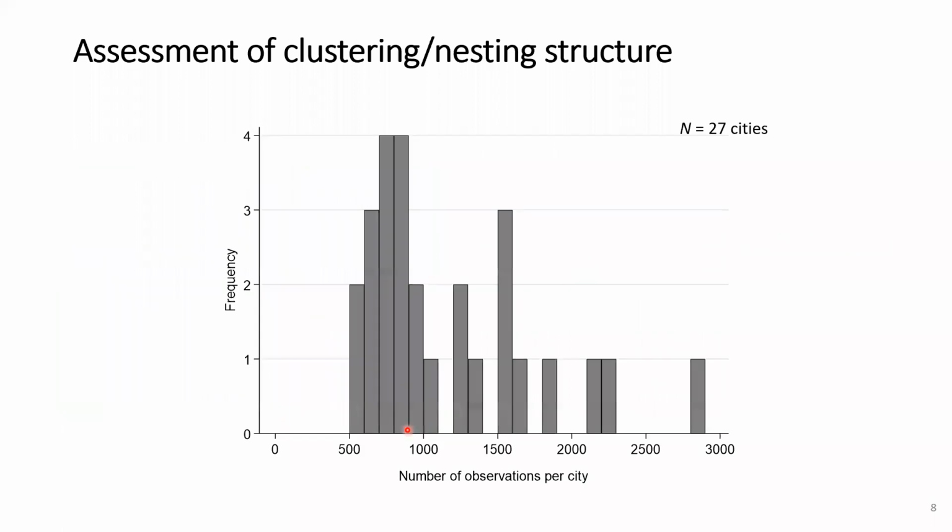This is a histogram which shows the distribution of the number of observations per city, starting from 500 up to 2,900. Since the smallest city contains 500 observations, I do not worry too much about this data set.